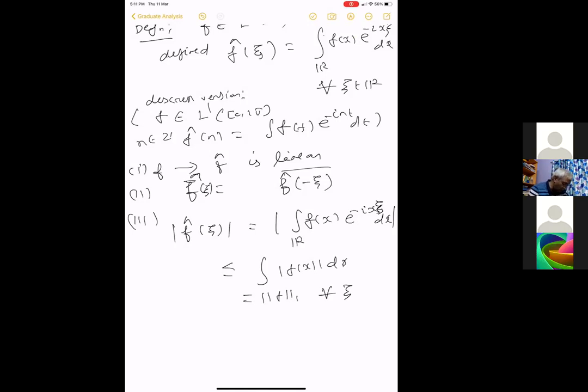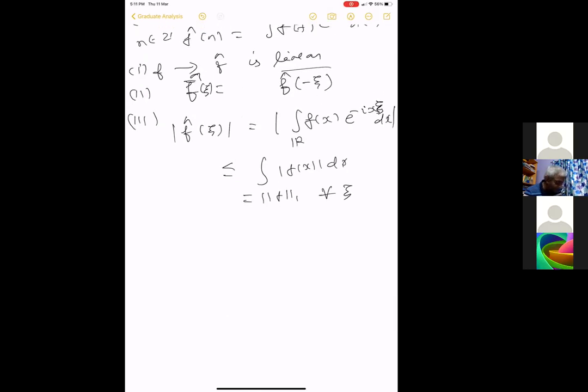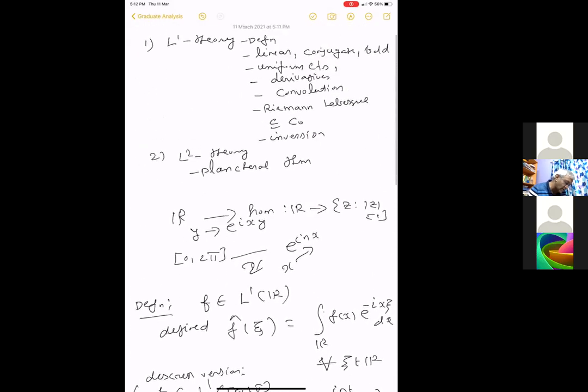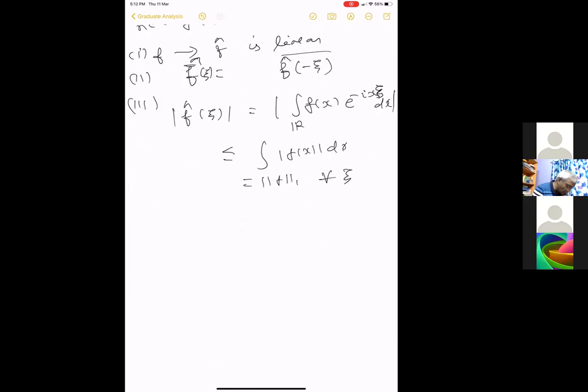So I will do something more, and after that I will make the statement. This says that f hat xi is bounded uniformly by this norm f1. This implies f hat is bounded. I want to say that f hat is also continuous. That's the next one, I believe. So f hat is bounded.